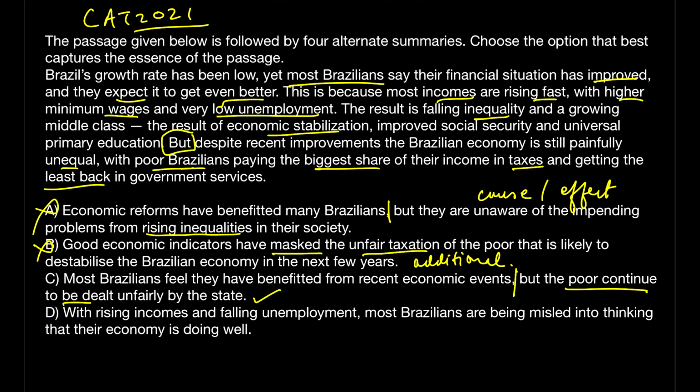And it's absolutely the same idea in a few different words, right? So that makes it the correct answer, but we will never finalize our answer without checking all the options. So we'll go for option D also. With rising incomes and falling unemployment, most Brazilians are being misled into thinking that, oh, come on, they are not misled into thinking something. Again, we will eliminate this option because of the cause effect reason.